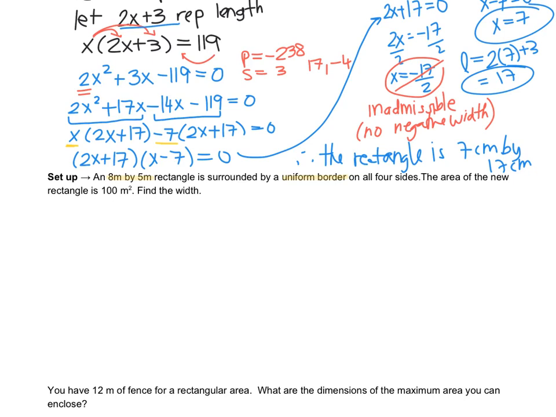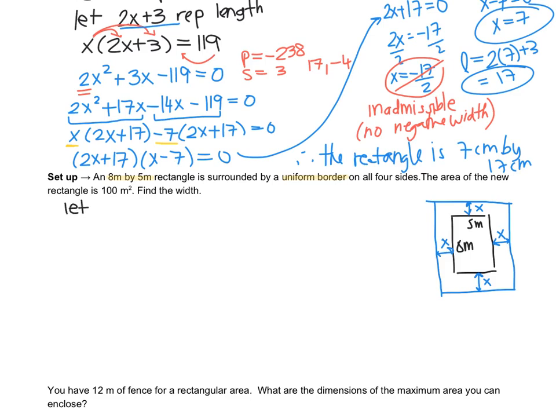So I'm going to start off with a little diagram. So let's say this is my original rectangle. It is 5 meters by 8 meters. But then there is a border around it. And in this border, the width on each side is the exact same. And my goal is to find that width. So why don't we just make the width be x? So once I put that in my diagram, I'll put it in my let statements as well. Let x represent width of border.